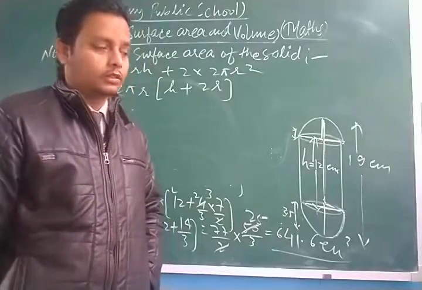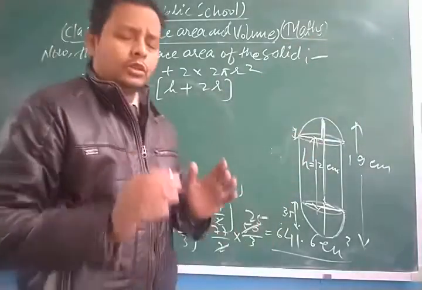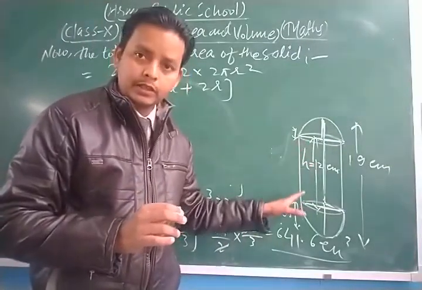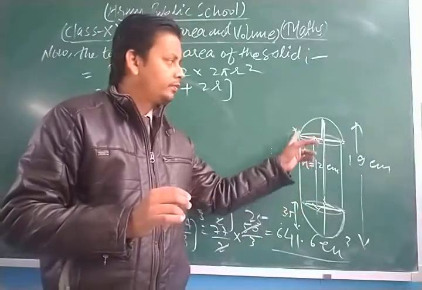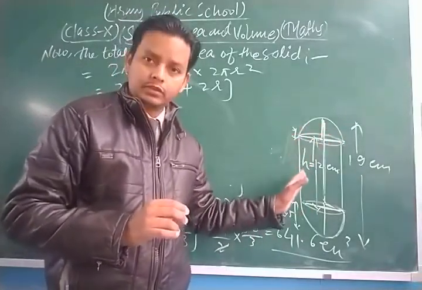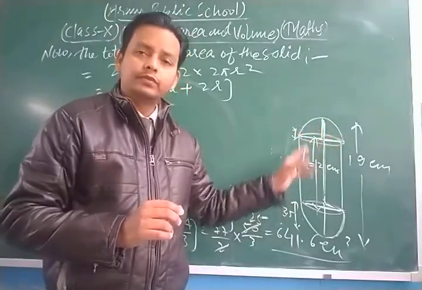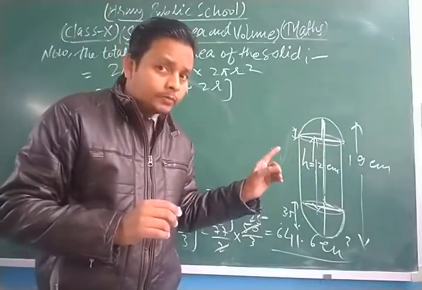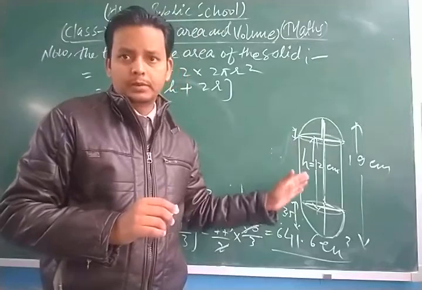In this way we get our result. Okay, look, total surface area means what? CSA of the cylindrical portion plus 2 into the curved surface area of each hemisphere, because there are two hemispheres, no? So we apply that concept.